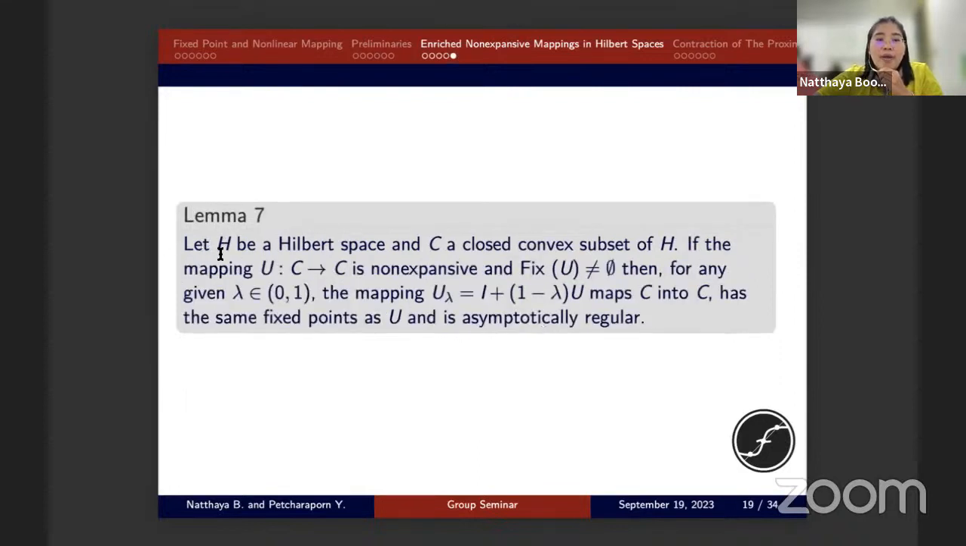And the next lemma, when H is a Hilbert space and C is a convex subset, if the mapping U is nonexpansive and the fixed point set of U is not empty, then for any lambda in the open interval 0 to 1, the mapping U_lambda, which maps C to C, has the same fixed points as U and is asymptotically regular.